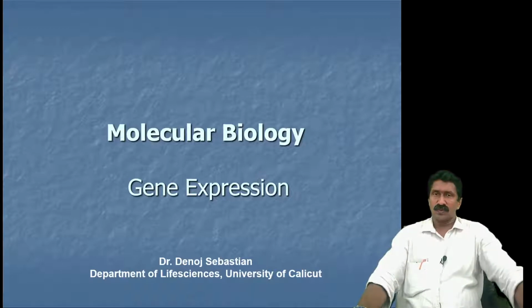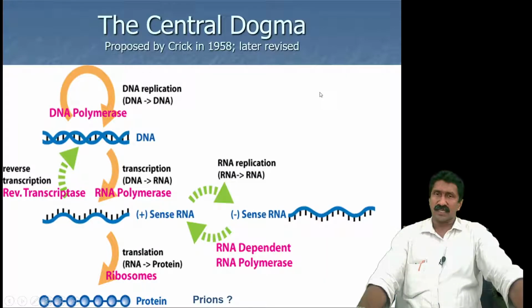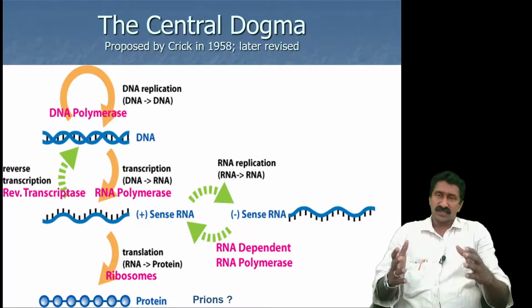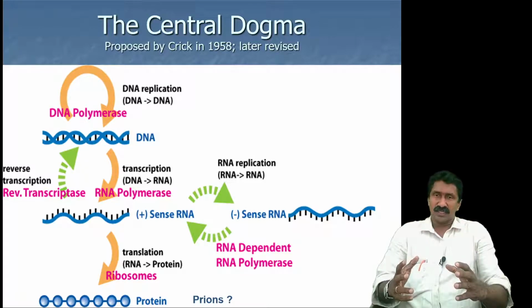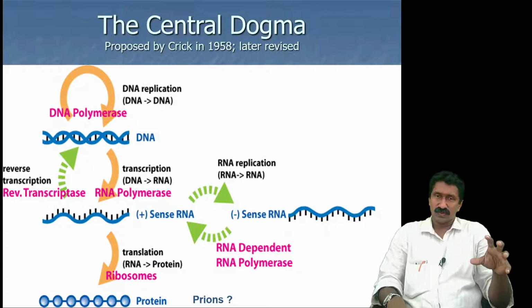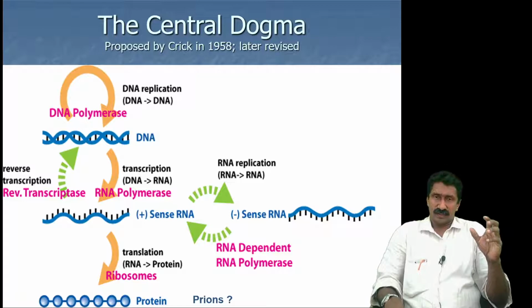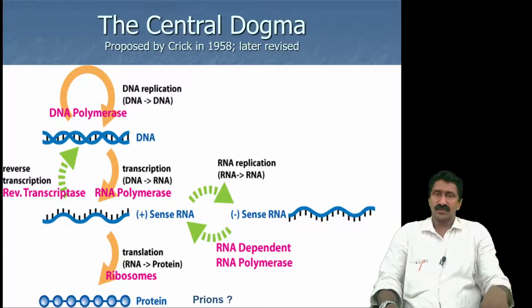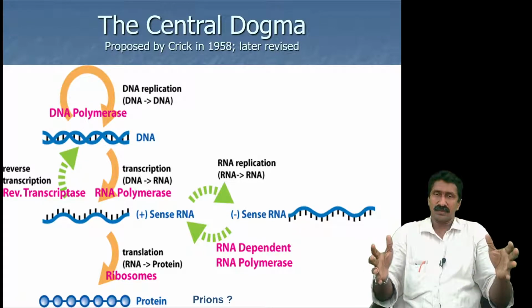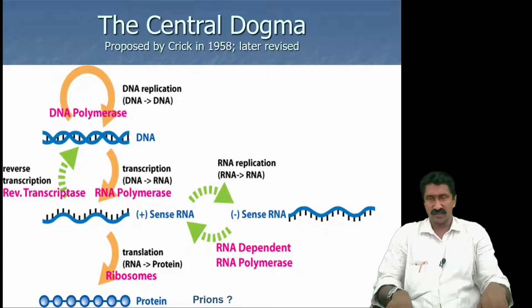As you know, the central dogma, which was actually proposed by Crick in 1958, states that the DNA is transcribed into RNA, and then RNA is translated into proteins. So that was the initial concept of the central dogma of molecular biology.